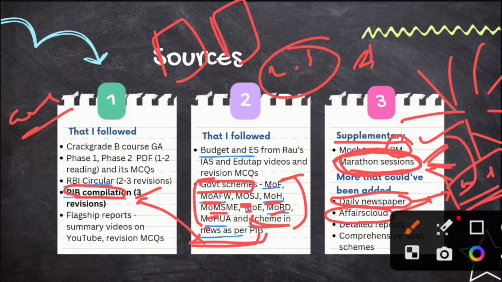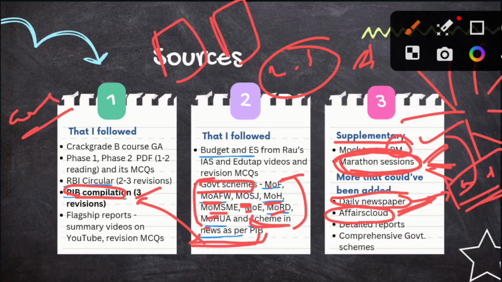And I know myself that I would not be able to do this very effectively. That is why I never followed Affairs Cloud. But it is a good name. I have seen that many of the questions are direct from their material. So if someone is confident in their abilities, they can go for it.